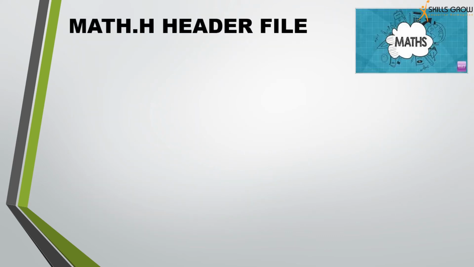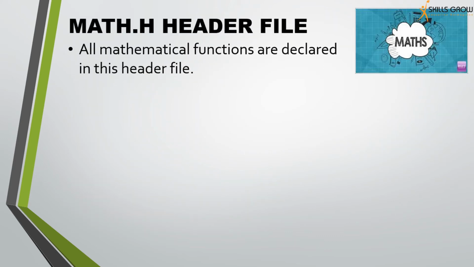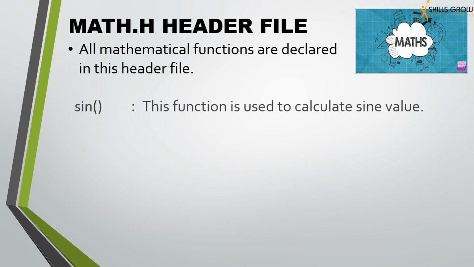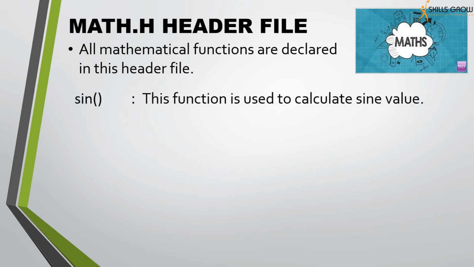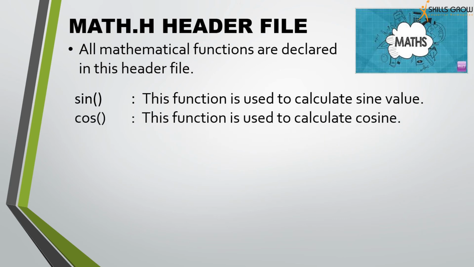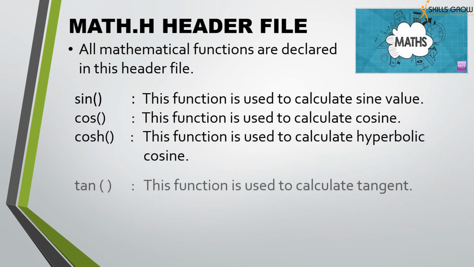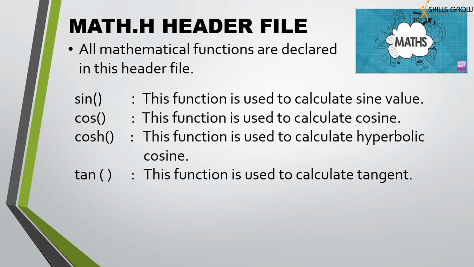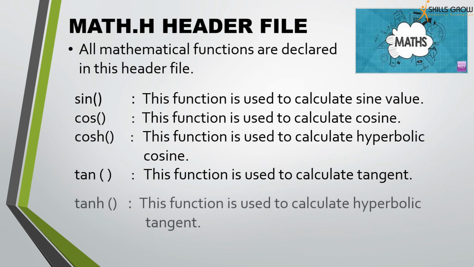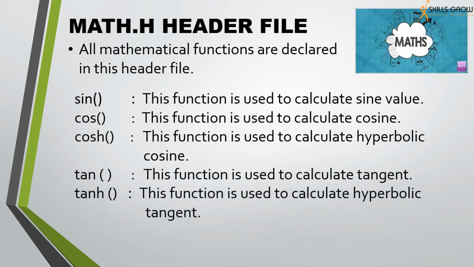Math.H header file. All mathematical functions are declared in this header file. Some of the Math.H library functions are: sin function. This function is used to calculate sine value. Cos function. This function is used to calculate cosine. Cosh function. This function is used to calculate hyperbolic cosine. Tan function. This function is used to calculate tangent. Tanh function. This function is used to calculate hyperbolic tangent.